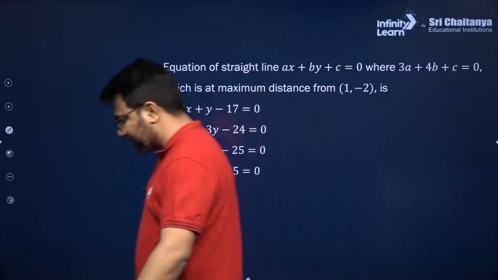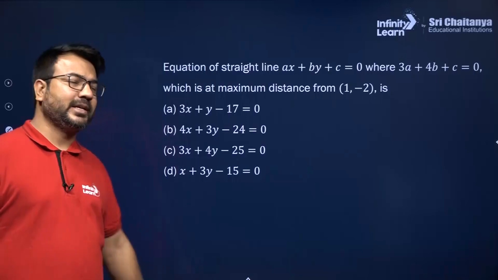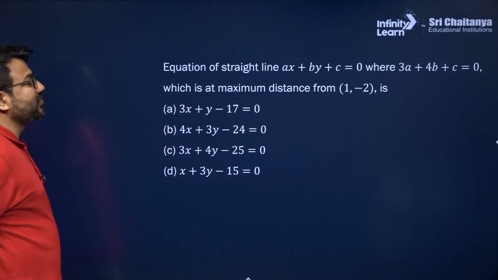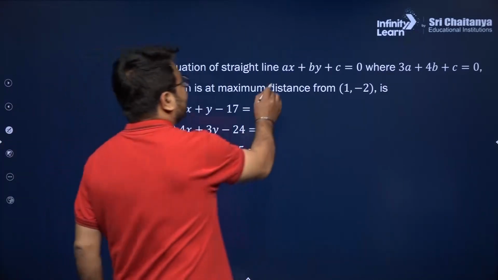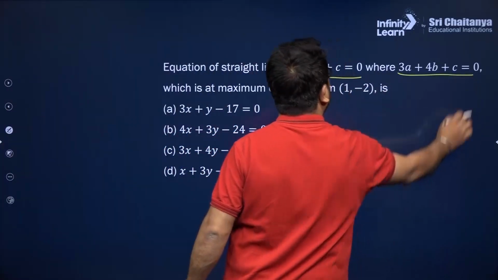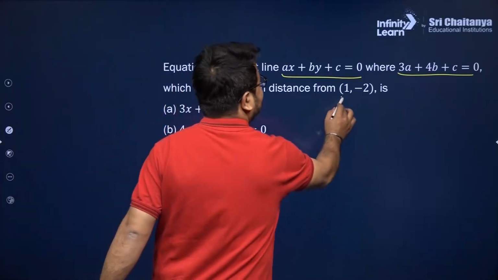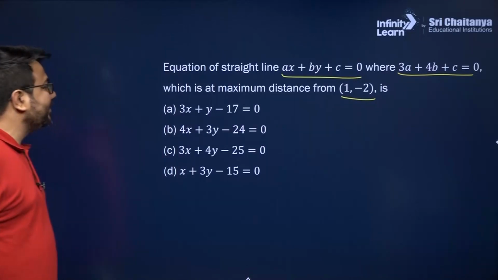So here is the first question in front of you, which belongs to the chapter coordinate geometry, unit coordinate geometry, chapter straight lines, and equation of the straight line where this is an equation of straight line where 3a plus 4b plus c is equals to 0, which is at a maximum distance from (1, -2). Alright, so how to deal with this problem?